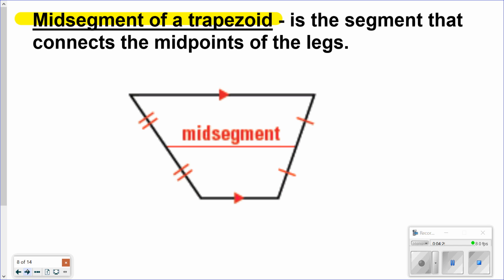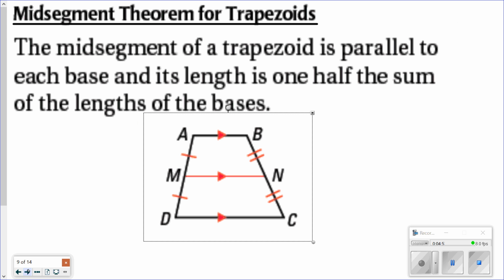Midsegment of a trapezoid. The midsegment of a trapezoid is the segment that connects the midpoints of the legs. So we know that this point would be the midpoint on our segment here, and we see that because of these tick marks. We know this point right here would also be the midpoint of that leg, and we see that because of those tick marks. So the segment that connects the two midpoints is called the midsegment.